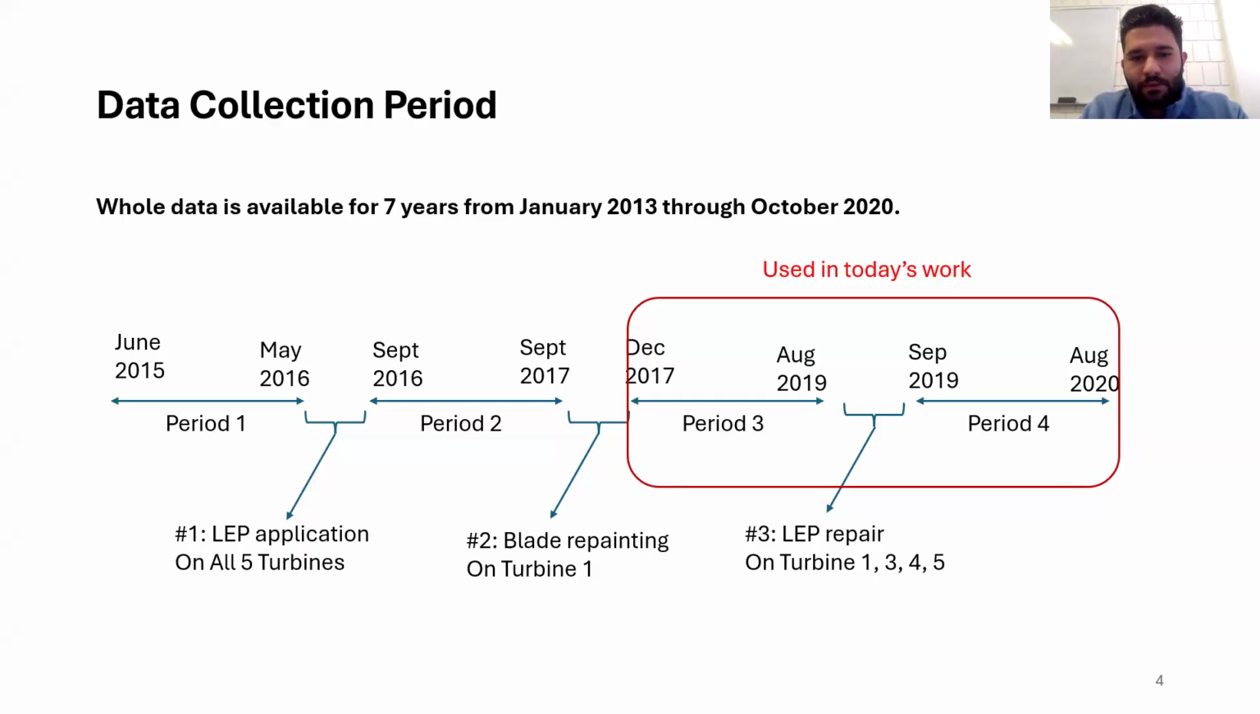Then the second period is from September 2016 to September 2017. And then the second technical change is blade repainting, but it's done on only turbine one. And finally, the second LEP repair is from August 2019 to September. And in today's work, the tables I will show and go through are focused on periods 3 and 4, so they are looking at the effect of the second LEP repair.